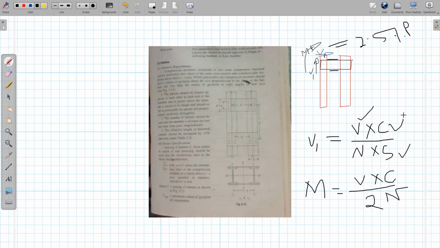What is the N? N is the number of parallel planes of batten. So this is one plane and this is another plane. So this N value by default will be 2. So this will give you the longitudinal shear and this will give you the moment. Moment is equal to V into C divided by 2N, so 2 into 2, that is equal to 4. So this is how we can calculate the shear force and the moment. Once we find these values, then we have to do the checking part. That is, from shear force we will check the shear stress.